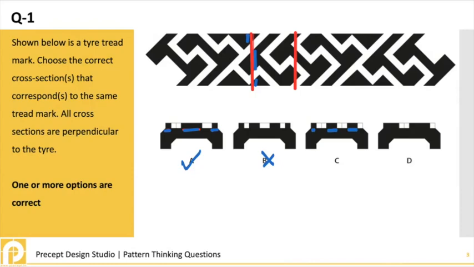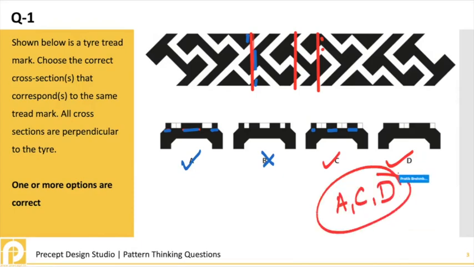Next is option D. In the case of option D, where do I get that kind of cross section? It is also somewhere here, where I start off with a white part, then a black part, a white space in between, and then finally the thick black part at the end. So yes, both options C and D are also correct. So the correct answers here are A, C, and D.